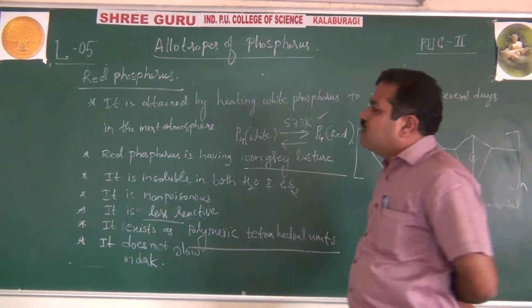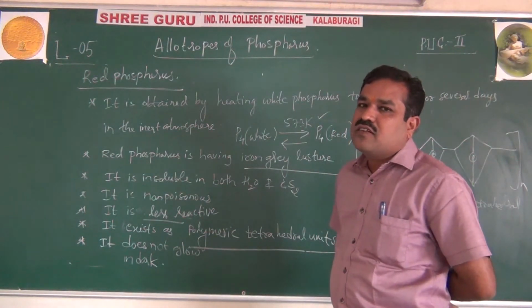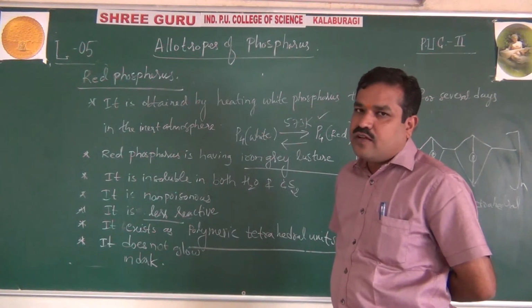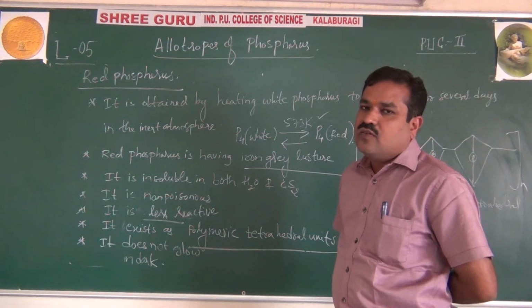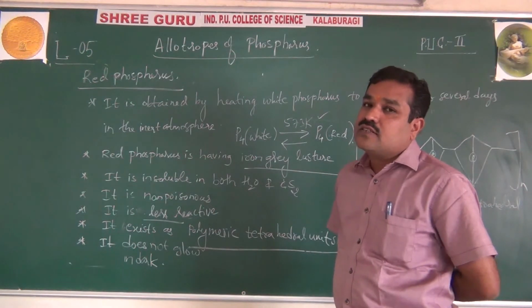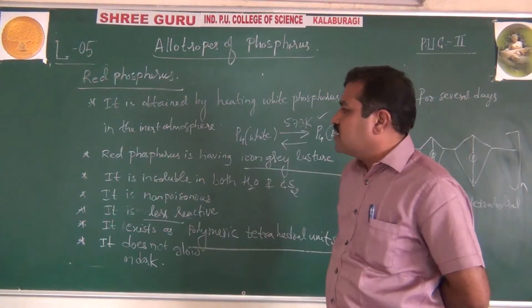If they ask you the difference between white phosphorus and red phosphorus, easily: first, white phosphorus is a white translucent waxy solid, whereas red phosphorus has an iron grey luster. White phosphorus is highly reactive because of angle strain. Red phosphorus is less reactive because it has less angle strain. White phosphorus exists in a P4 tetrahedral structure, whereas red phosphorus has a polymeric P4 tetrahedral structure.